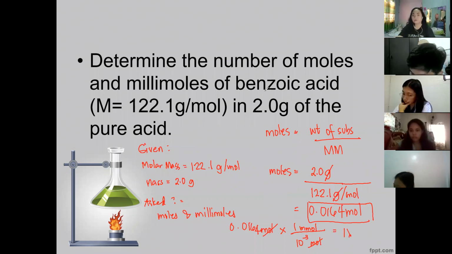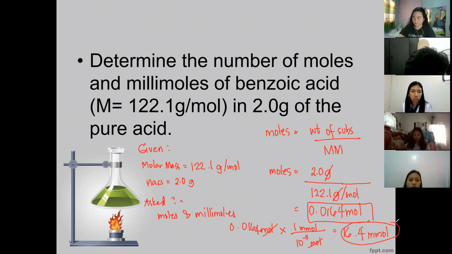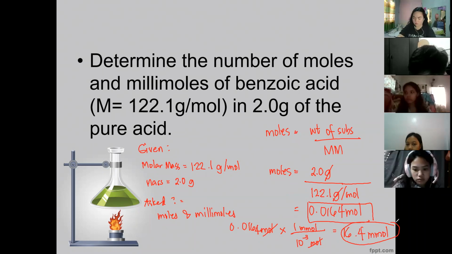That is 16.4. Take note of the unit. It should be millimoles. Okay, so that's how you do the computation.